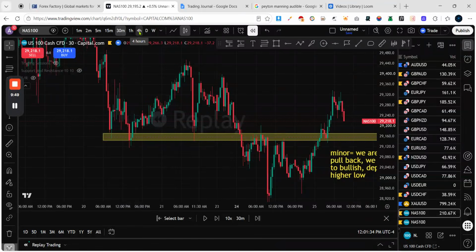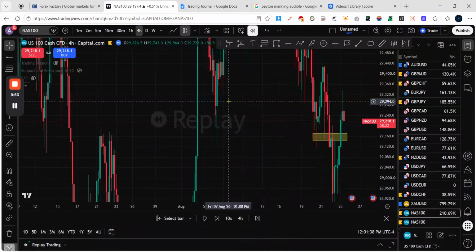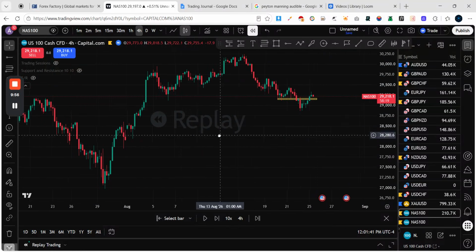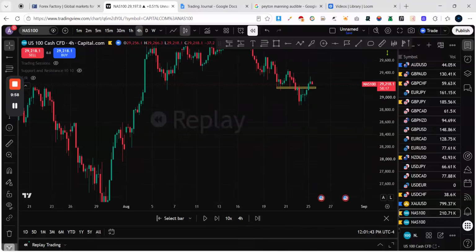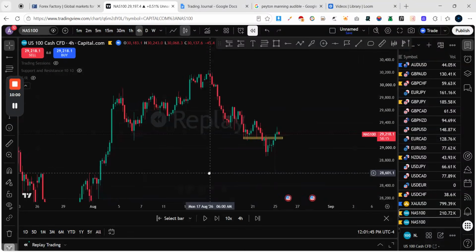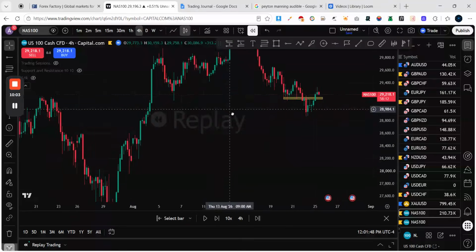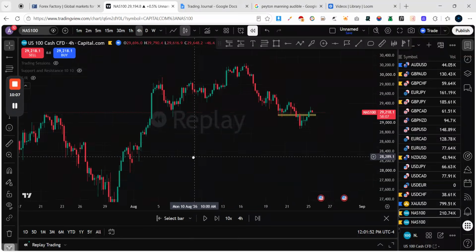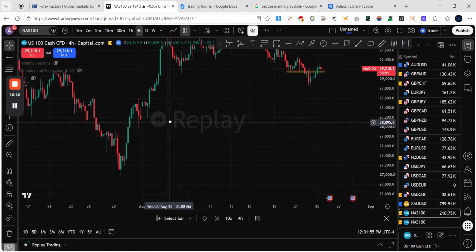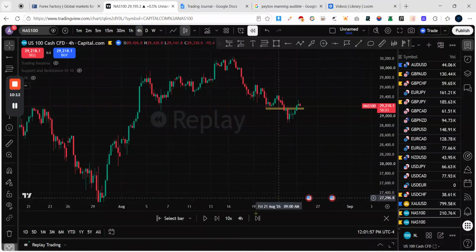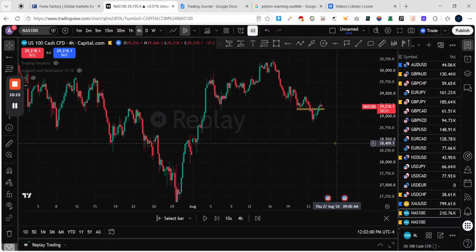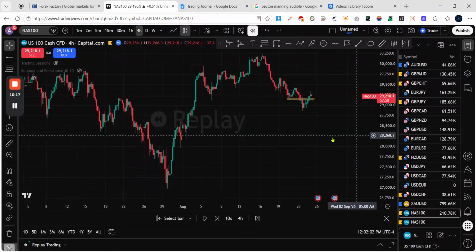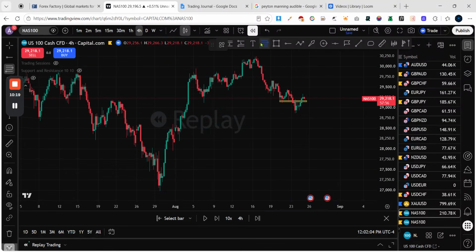Major structure, it's easier if I go on a 4 hour. I do it a lot of times on 30 minute, but for today, it's easier on the actual 4 hour. So major structure is this. I'm looking at price. We did go down, and let me make this a bit smaller so I can get my fib in there. All right, there we go. So major structure is we're looking at this structure.